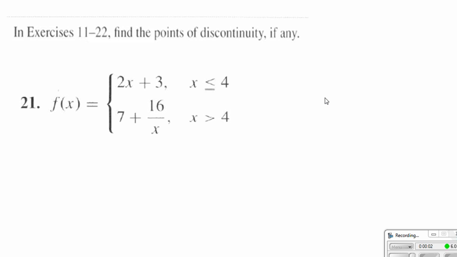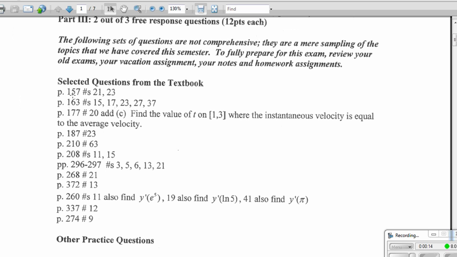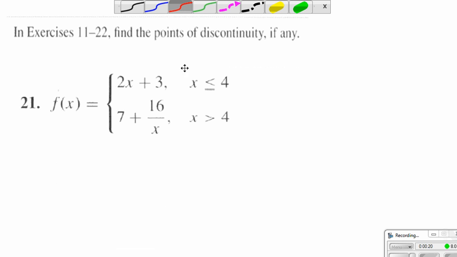Hello class, so this is the midterm review from questions from the textbook. So let's look at the first question here. This is in the order of how it was printed. I believe this is from page 157 and going down this way. All right, so let us go back to this question and look at it together.